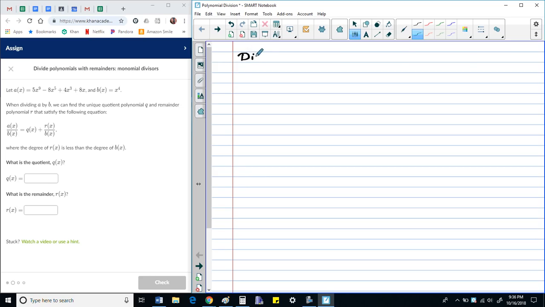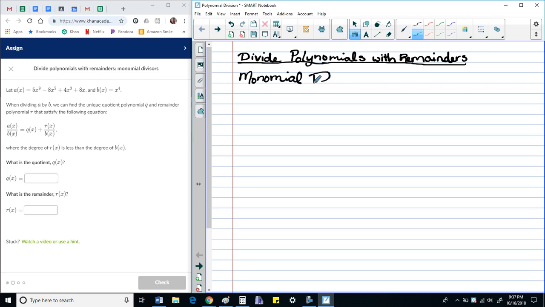All right, so I'm going to do divide polynomials with remainders, capital R. And then this is all going to be divide polynomials with remainders, okay? And this subtitle would be monomial divisors. All right? Okay, and as you can see, I have my computer open on the left to give me some example problems, all right? And so, first example.